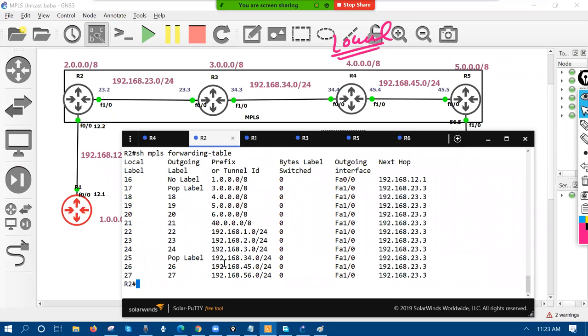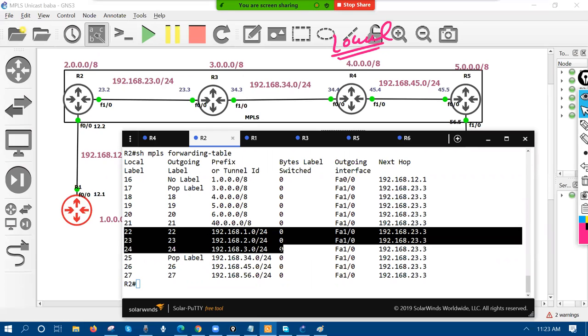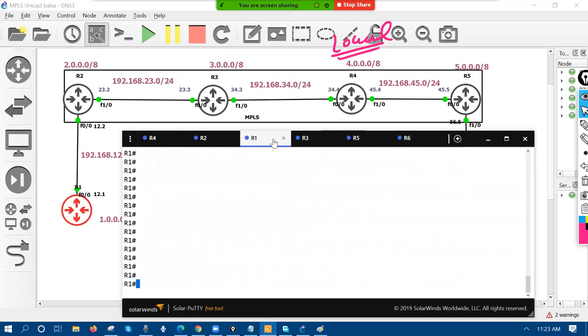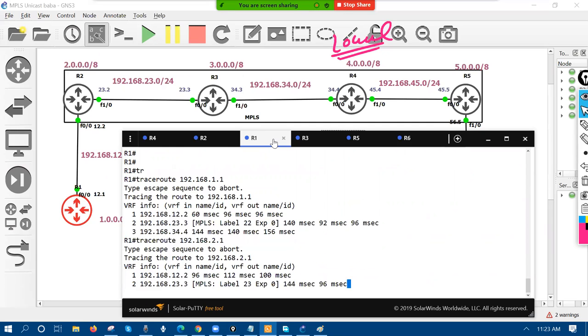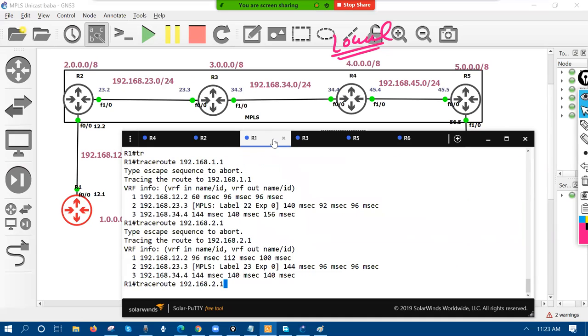That's coming properly. Perfect. Yes. Right. And now I'm going to do the summarization.